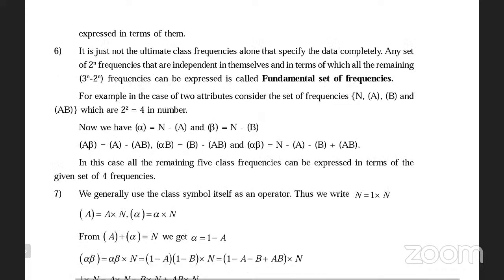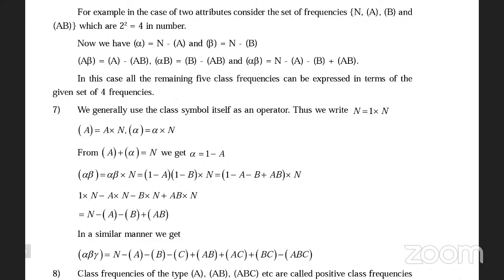We generally use the class symbols themselves as operators. Thus, we write N equal to 1 into N, A equal to A into N, alpha equal to alpha into N. A plus alpha equal to N, so alpha equals 1 minus A. Alpha beta equal to alpha beta into N, so 1 minus A into 1 minus B into N equal to 1 minus A minus B plus AB into N. These are the formulas we should remember.